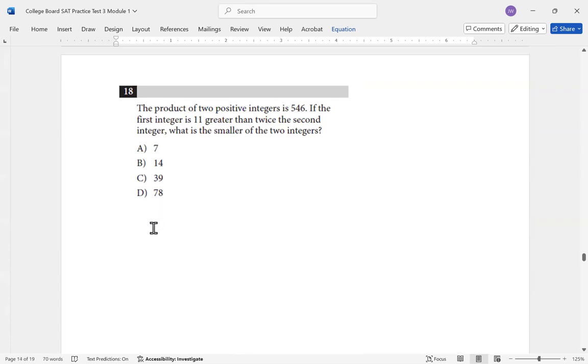Question 18. The product of two positive integers is 546. If the first integer is 11 greater than twice the second integer, what is the smaller of the two integers? Now, you can kind of guess and check if you'd like, but that's harder to do. What we'll do is use the algebra. We'll call x and y the two integers. If the product of those two is 546, then we have x times y equals 546.